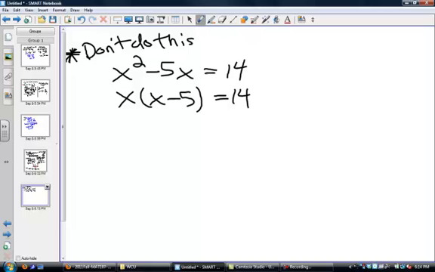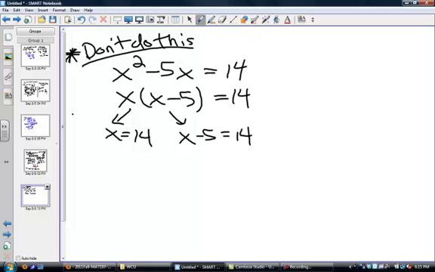Make sure it's set equal to 0 first. Don't do x equals 14, x minus 5 equals 14. Set equal to 0 first. This doesn't work out. This is wrong, and it became wrong right at this step. The first step wasn't wrong, that's algebraically okay. It's that second step that's wrong. It's a 0 thing, it's not a 14 thing. It doesn't work for any random number. It only works for 0.